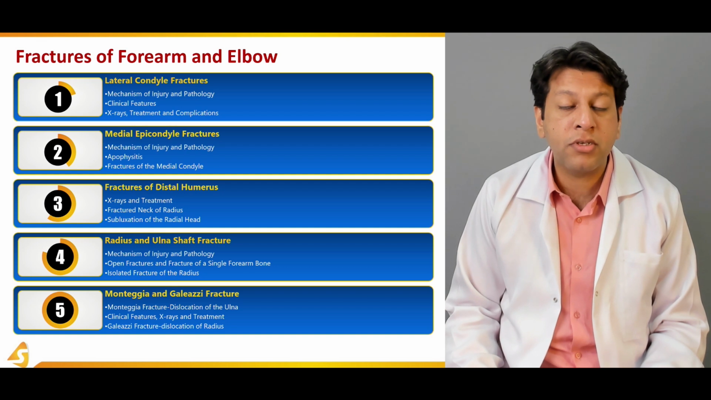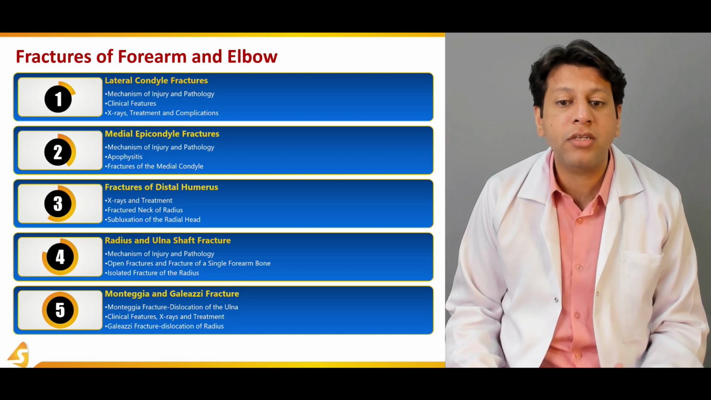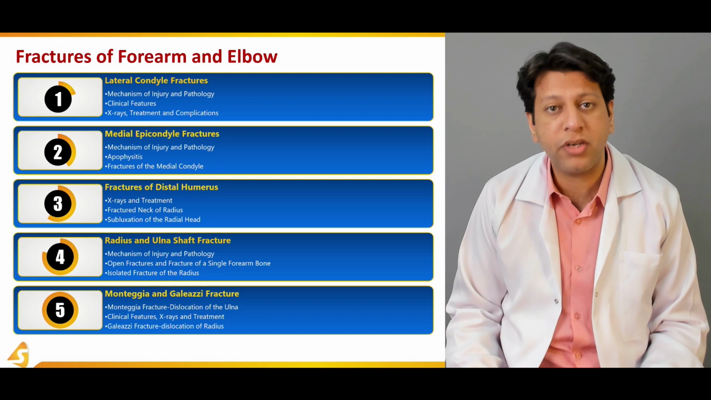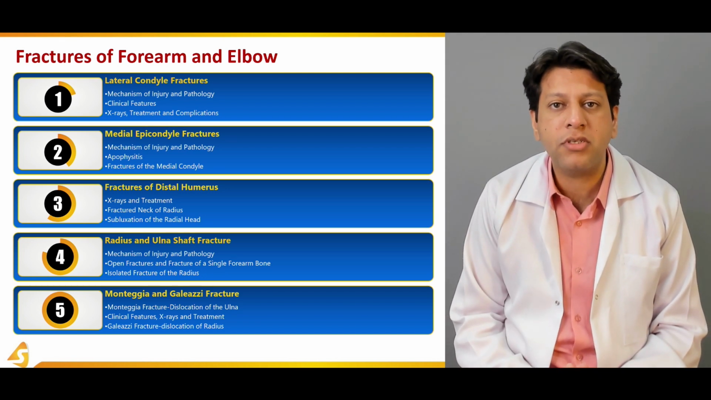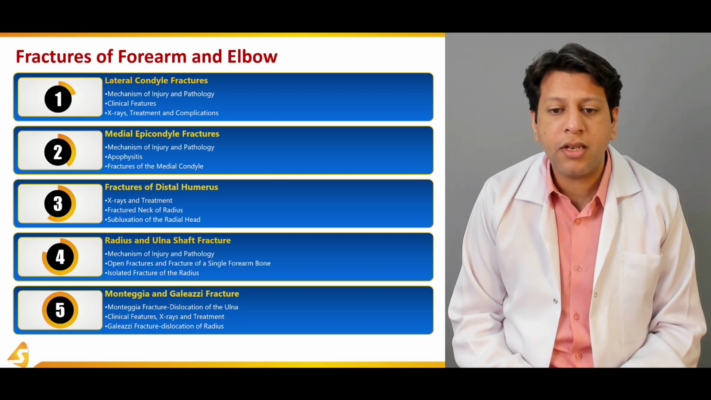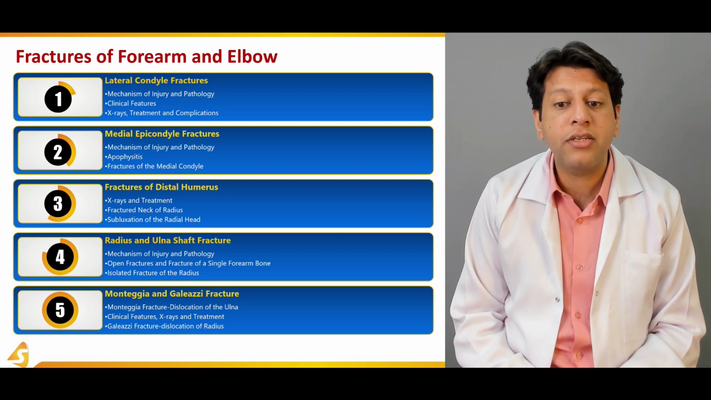And we'll be discussing in the same section briefly the fractures of the neck of radius and subluxation of the radial head as well. What is its treatment and how to treat these fractures, and especially in the case of children. The fourth section will be going through the radius and ulnar shaft fracture.